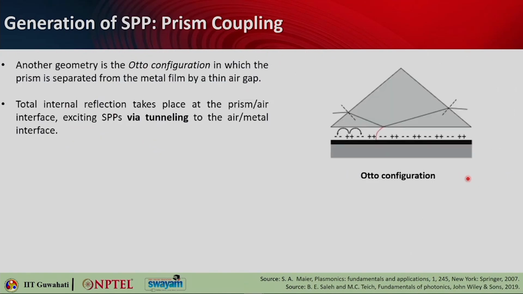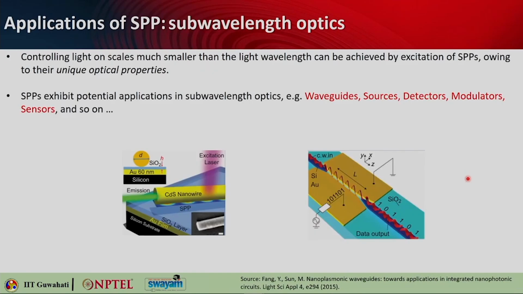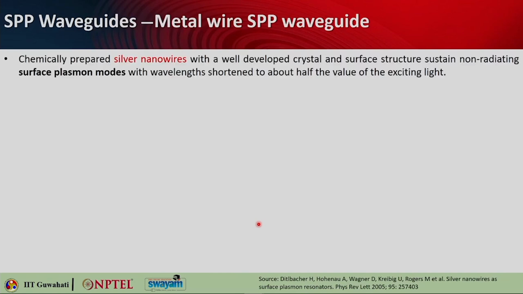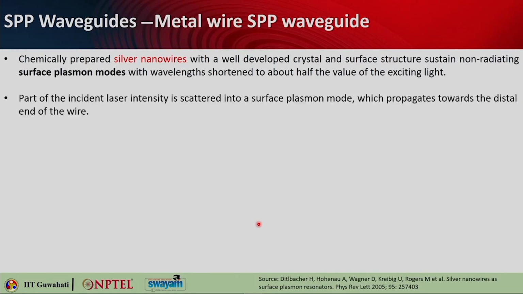I am going back to the slide where we left. So, SPPs have potential application in sub-wavelength optics. Obviously, you can use them for waveguiding, and they can be used as source, detector, modulator, sensor and so on. We will also see each of these applications, just some schematics here, and we will see them in detail in the next slides. So, the first one is a metal wire SPP waveguide.